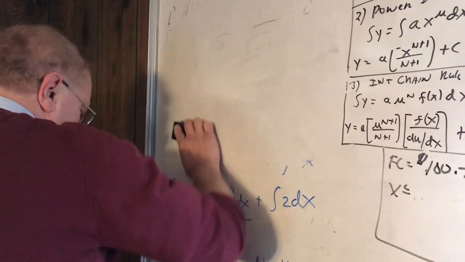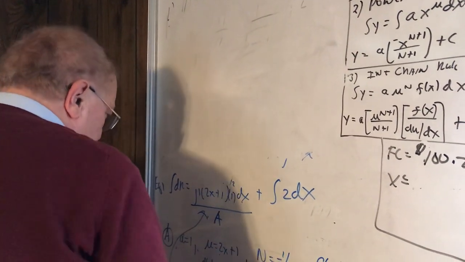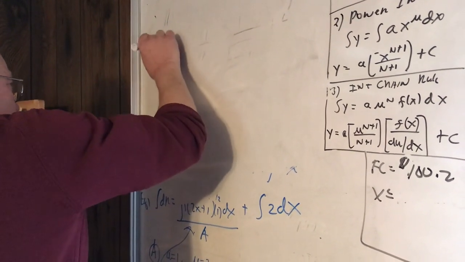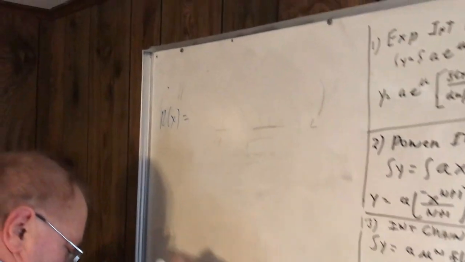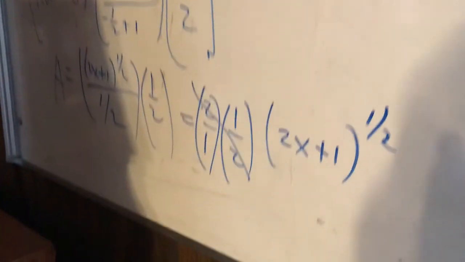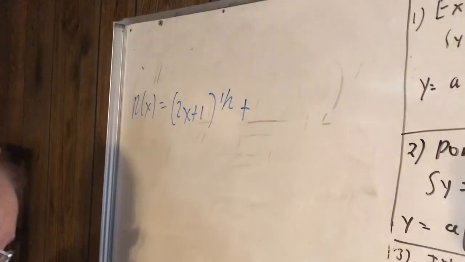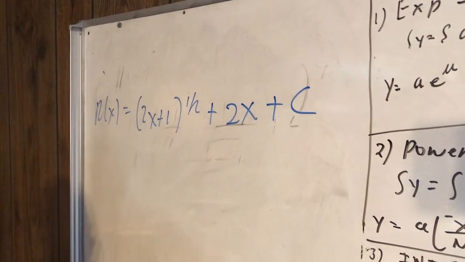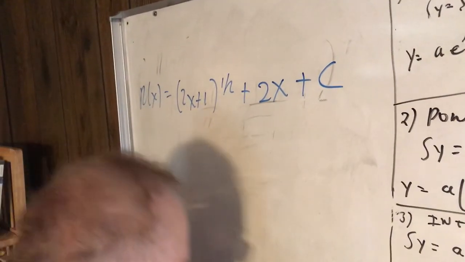All right, so R of x is going to be equal to, that's 1, right? (2x plus 1) to the 1/2, plus the integral of 2 dx, which is 2x plus a constant. That gives me my R of x.